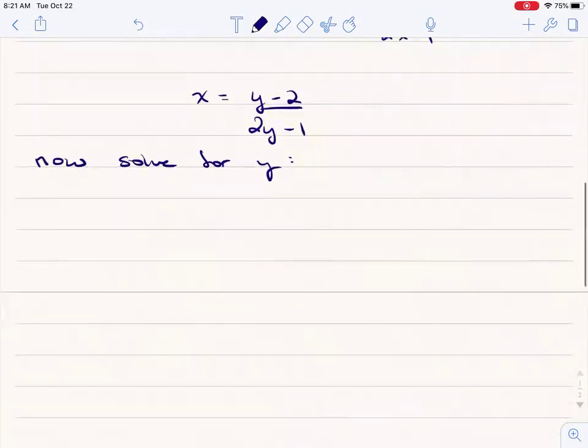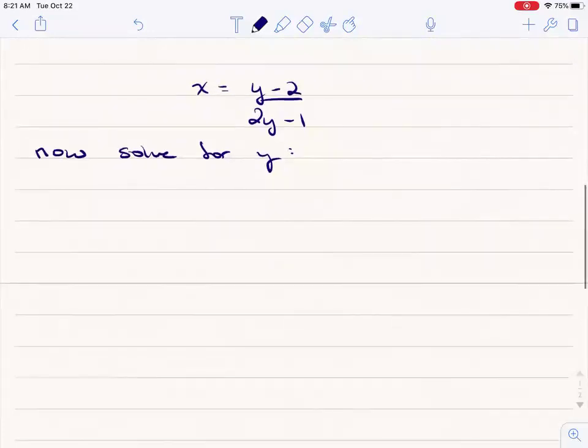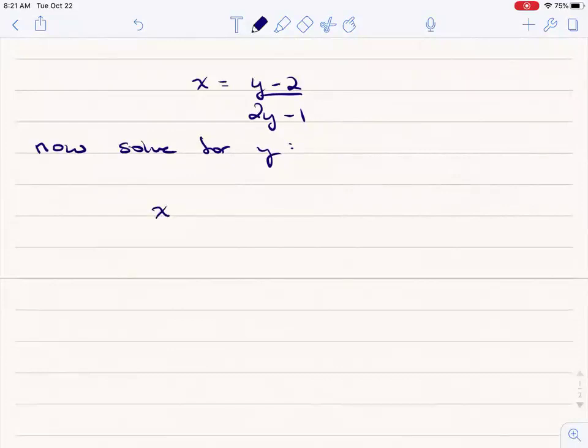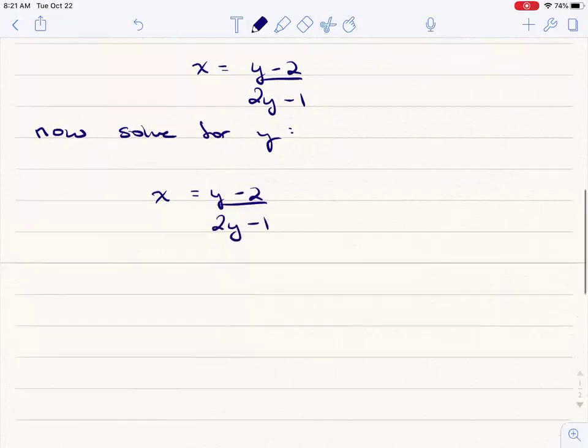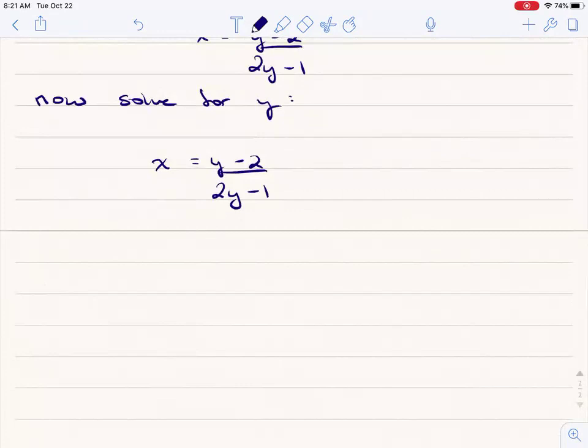So let's start unraveling this thing. I'm going to multiply both sides by 2y minus 1 to get rid of that fraction. I don't want to have to deal with this line break, so I'll start fresh here. Multiplying both sides by 2y minus 1, remember to put it in brackets, because they all have to hang together. So we've got x times 2y minus 1 is y minus 2.